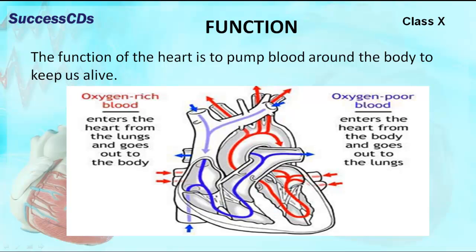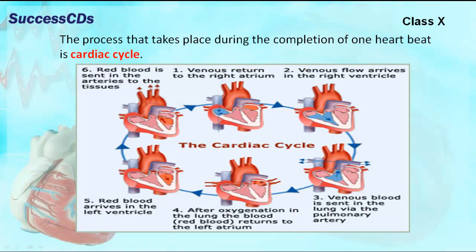As you can see in the diagram, oxygen-rich blood, that is oxygenated blood or red blood, enters the heart from the lungs and goes out to the body. Oxygen-poor blood or deoxygenated blood enters the heart from the body and goes out to the lungs. The cardiac cycle is a process that takes place during the completion of one heartbeat.